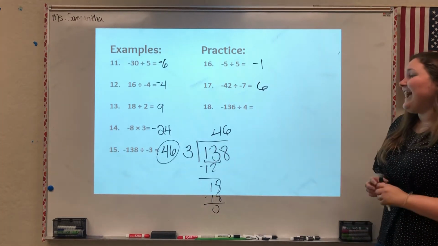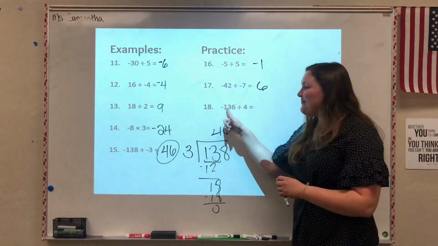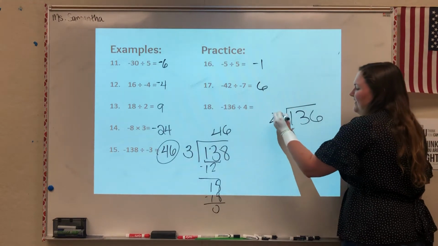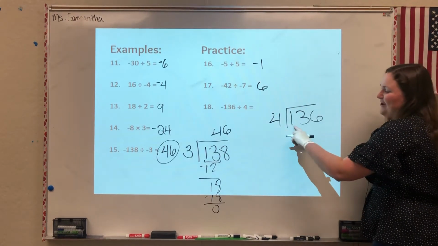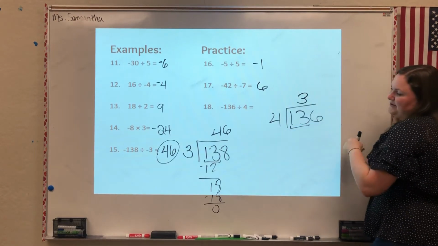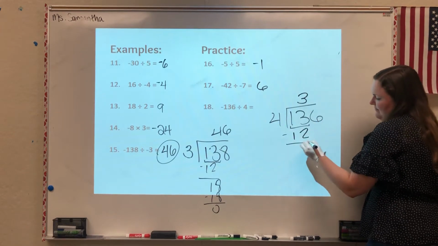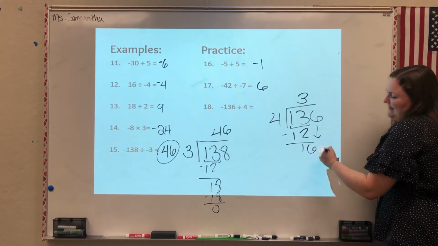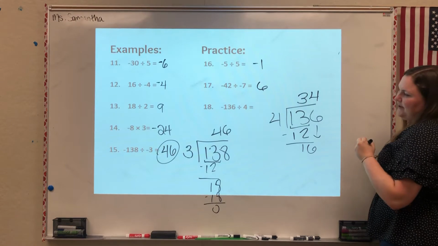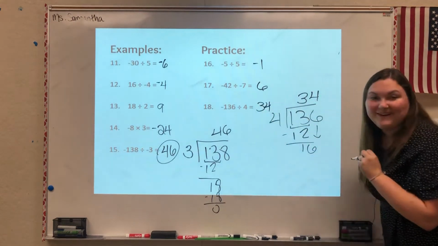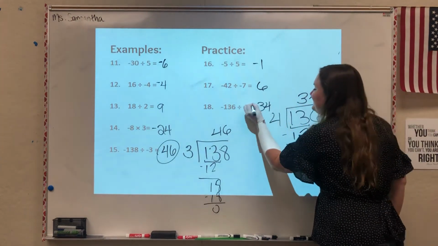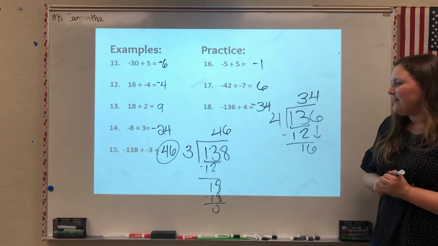This last one here, I do not know off the top of my head how many 4's go into 136. So I would want to use some long division. Kind of similar to what we had before. 4 does not go into 1, so I'm going to have to ask myself how many 4's go into 13, which would be 3. 3 times 4 is 12, which means the remainder is 1. I can bring down my 6 and divide again. 4 goes into 16 4 times, so we get 34. But that is not my final answer. Why not? Well, we have different signs here. Different signs with division means negative. So we get negative 34.